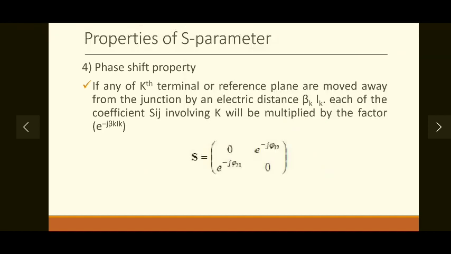So the S matrix will look like this. In this case, we are considering a matched condition, a perfectly matched network. So diagonal elements S11 and S22 are 0, and S12 and S21 are now multiplied by e raised to minus j phi, where phi is equal to beta L. Okay, so this is the fourth property, that is called the phase shift property of S parameters.